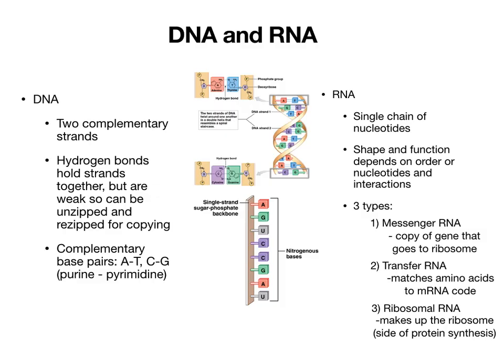The RNA is a single chain of nucleotides. The shape and function depend on the order of the nucleotides and interactions. There are 3 different types of RNA based upon what their job is. We have messenger RNA, which is a copy of that gene, and it goes to the ribosome. The transfer RNA matches the amino acid to the messenger RNA code, and the ribosomal RNA makes up the ribosome, which is the site of the protein synthesis.